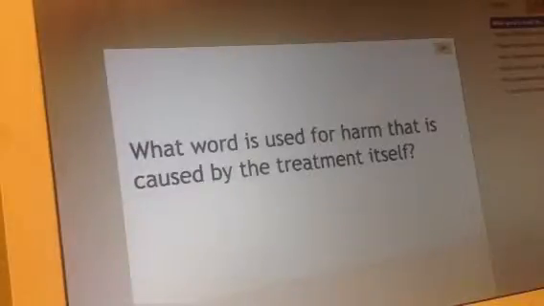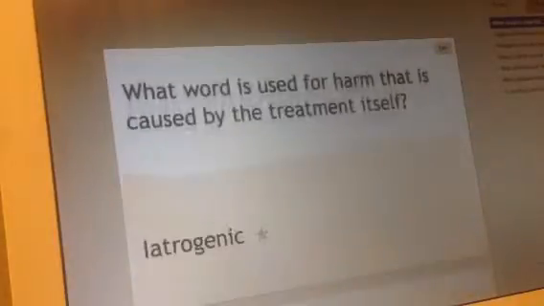Okay, this is the lecture for lecture quizzes. What word is used for harm that is caused by the treatment itself? Iatrogenic.